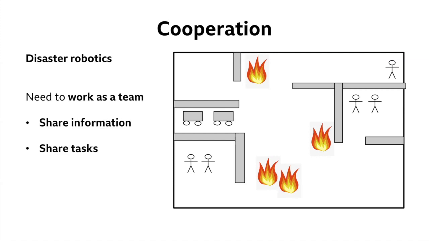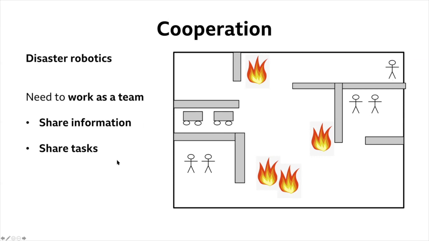And two fundamental capabilities are required. The capability to share information and share knowledge. And how do you do that? How do you do that without just sharing everything? Because you don't want to just share everything. You want to share knowledge that you've acquired, the knowledge that a particular survivor is over here.